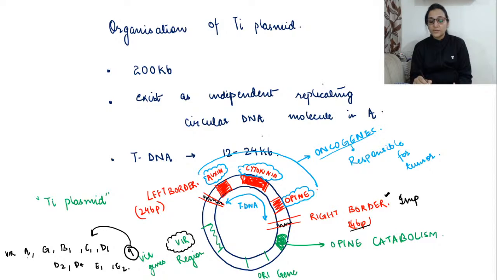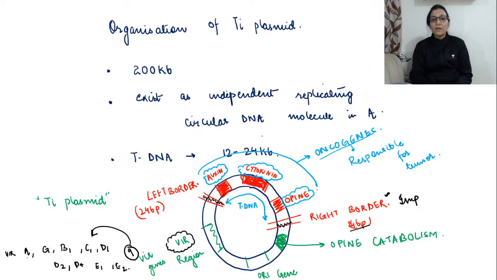Now the part that is left is opine catabolism. This region codes for the proteins which are responsible for the uptake and metabolism of opine, because now they are producing opine as an energy source, so they must be able to catabolize. So the opine catabolism region is responsible for the metabolism of the opine which has been produced.